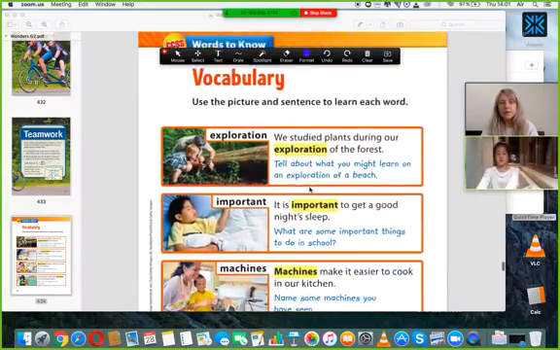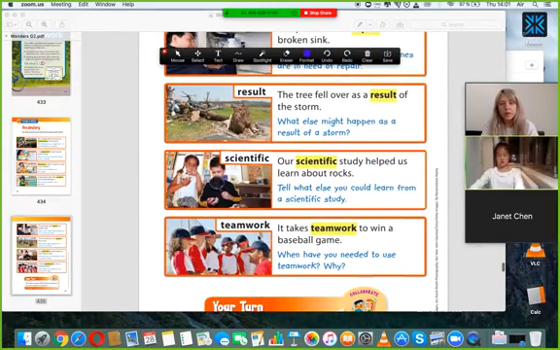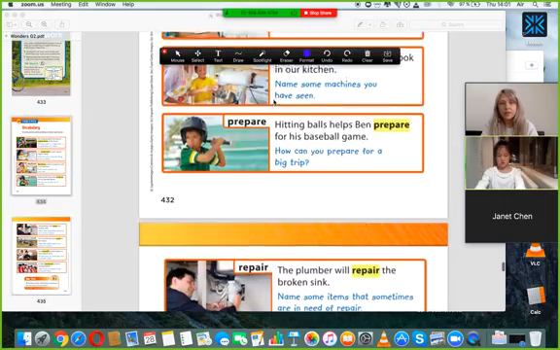And here you can see some vocabulary. So at home try to read all these words and check its meaning in the dictionary.